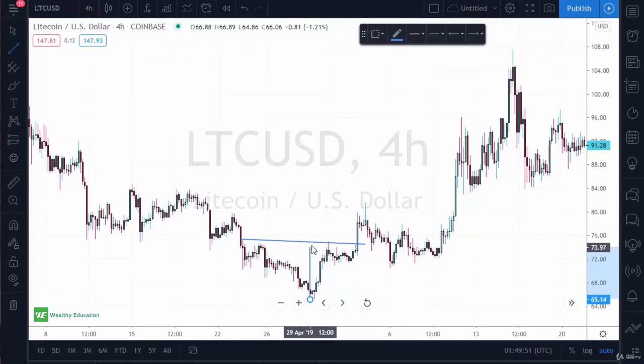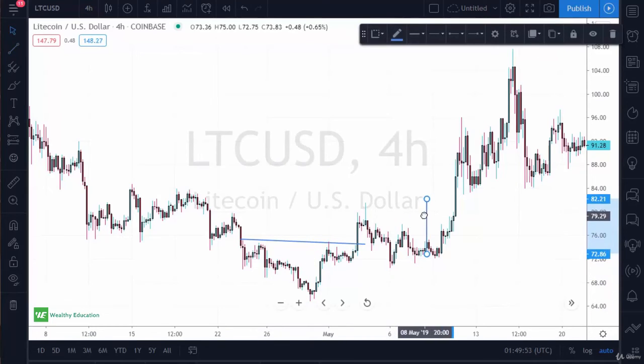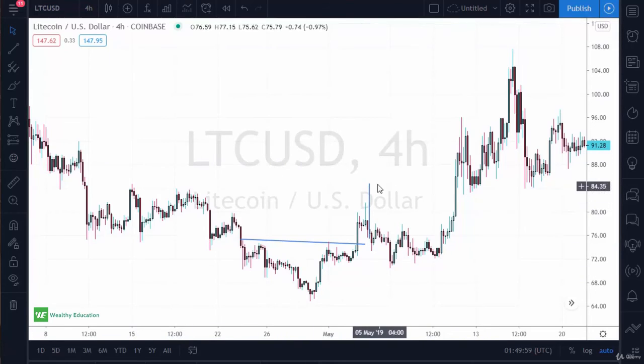Take that measured move, extrapolate it from here, and you did get there. Took a while, granted, but you did get there.